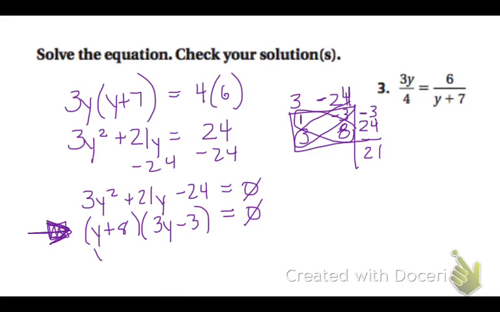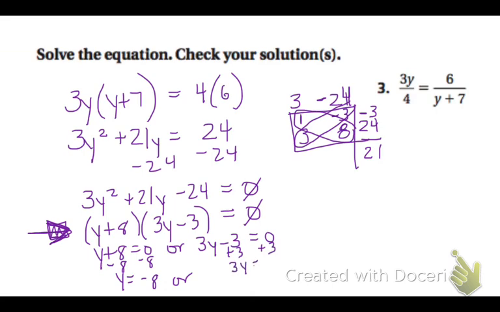Okay, so what we have is either y plus 8 equals 0 or 3y minus 3 equals 0. So we just solve each of these simple equations and get y is equal to negative 8. Or we add 3, and then we divide by 3, or y is equal to 1. So we either have a 1 or a negative 8. Okay? Important to check your solution.